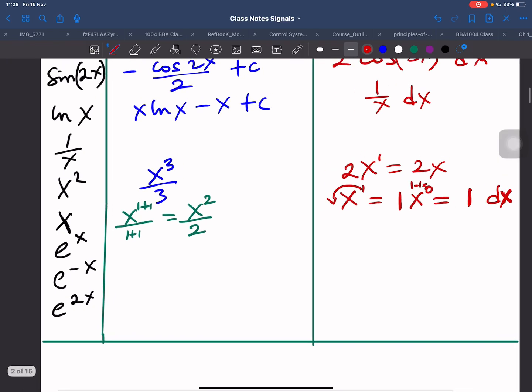Now we have another one, the exponential function, e raised to power x. So e raised to power x is equal to e raised to power x.